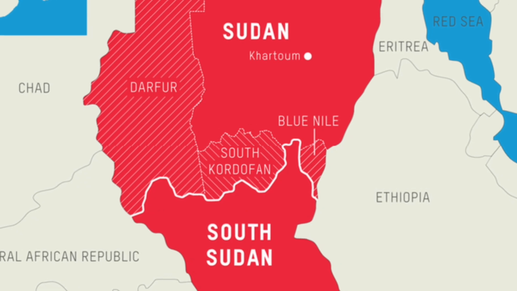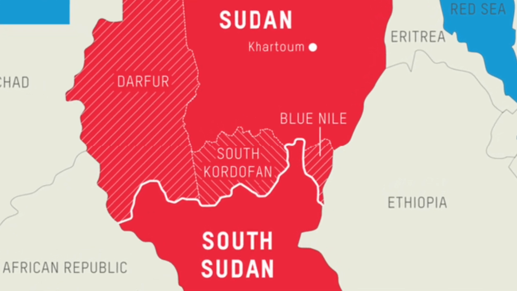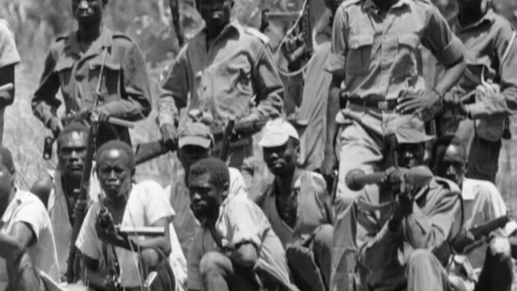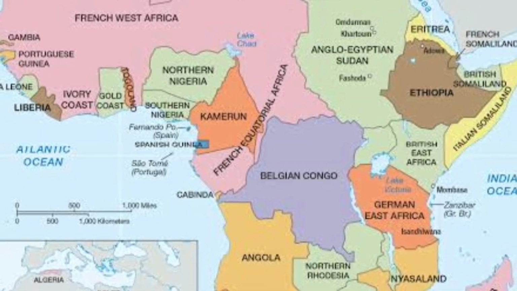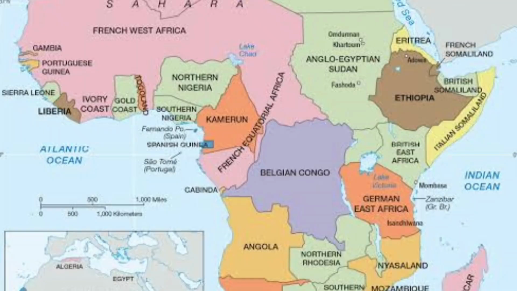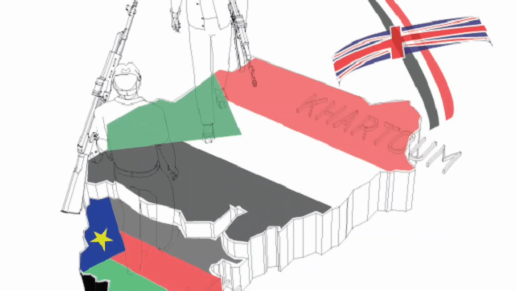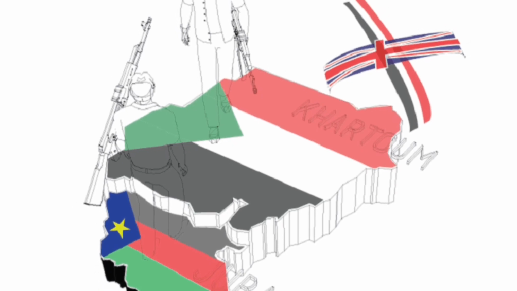In the early 1950s, Sudan was still under Anglo-Egyptian rule. However, the winds of change were blowing across Africa, and the Sudanese people were eager for independence. In 1953, the Sudan Self-Government Statute was signed, granting Sudan autonomy and setting the stage for full independence in 1956.